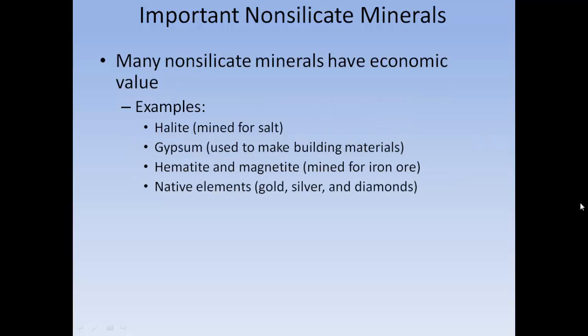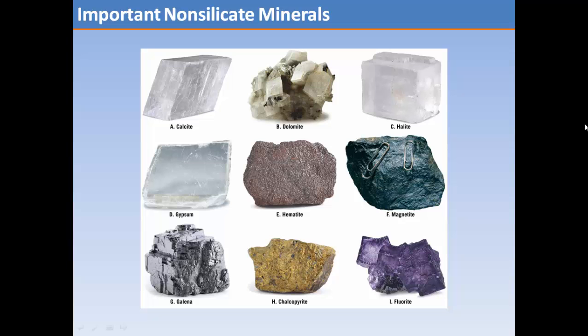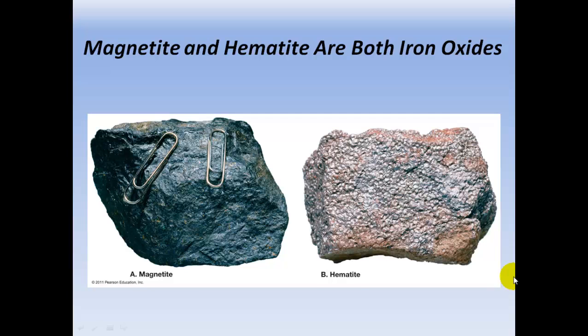Many non-silicate minerals have economic value. For example, halite is mined for salt. Gypsum is used in making building materials. Hematite and magnetite are mined for iron ore, and native elements, gold, silver, and diamonds, well, you know what we use those for. Here are some pictures of some of these important minerals: calcite, dolomite, halite, gypsum, hematite, magnetite, or iron ores, galena, chalcopyrite, and fluorite.